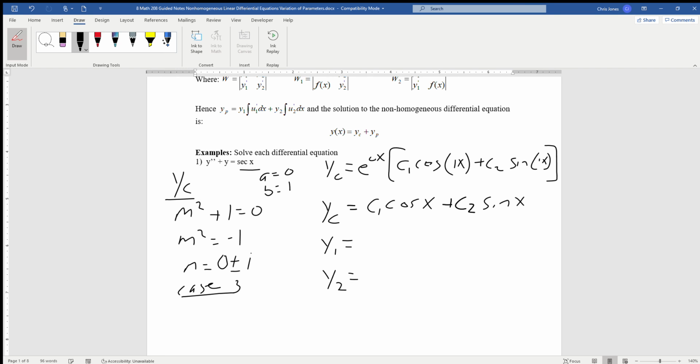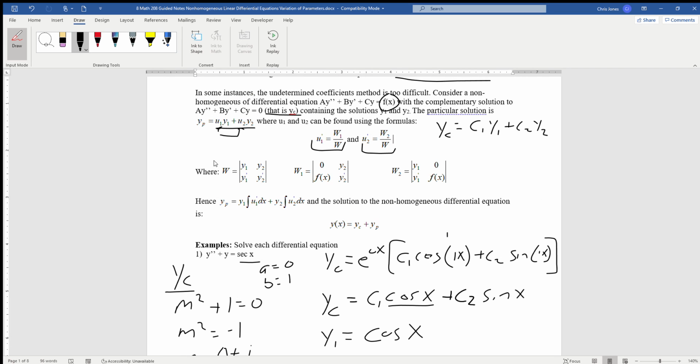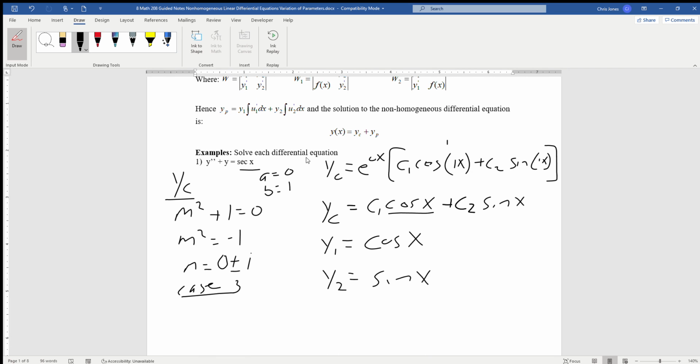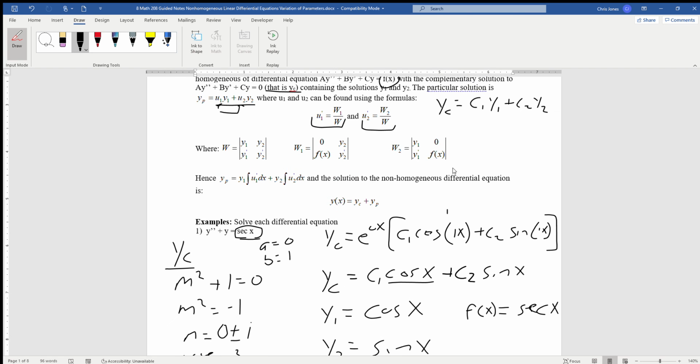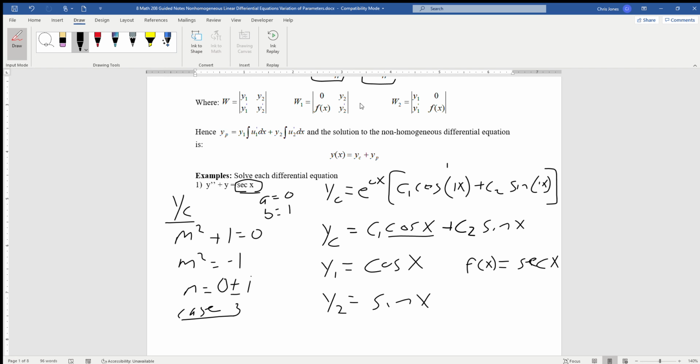All right, now we're going to hold on to this, but also of importance is that we use the complementary solution to deduce y1 and y2. y1 is cos x, it's the variable component of the c1 term, and then the variable component of the c2 term, y2, is going to be sine x. And we need those because we need to build W. And then the other thing that we need is f of x, which is the secant of x. And so now we know that we can build W, W1, and W2.